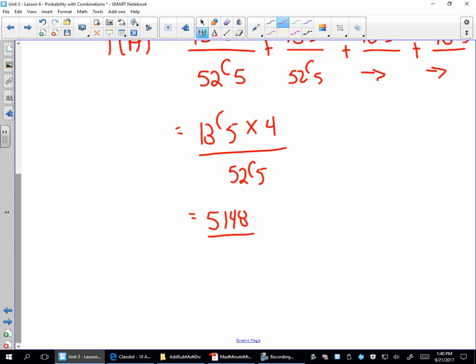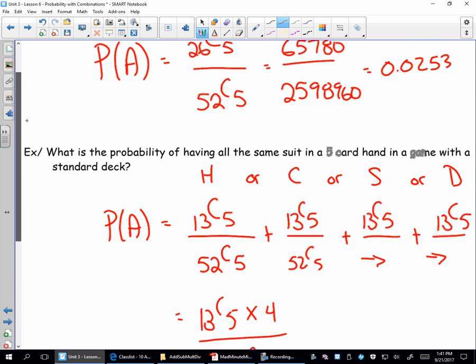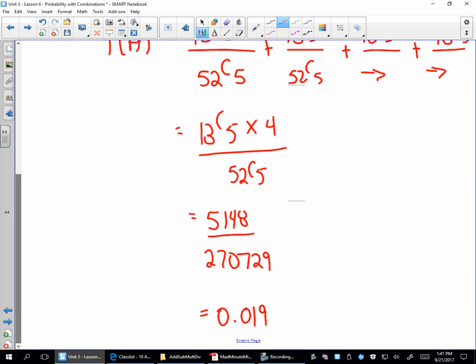5,148 out of, I use my calculator, 2,598,960. That's a simplified version, okay? Or the decimal, 0.002. It's less likely to get 5 of the same suit than it is 5 of the same color. Okay, let's try a couple more.